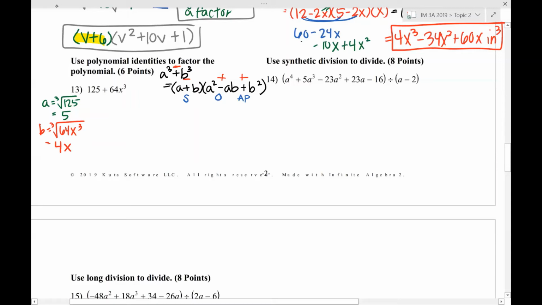So all that we're doing is evaluating this expression using those numbers. So we're plugging in 5 for each a, and we're plugging in 4x for each b. So we have a plus b times, and I'm going to use some parentheses because we have to square things and multiply them.